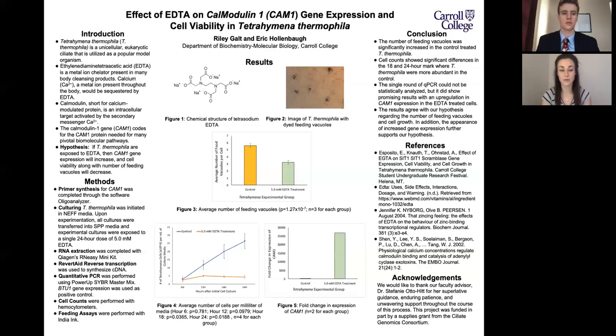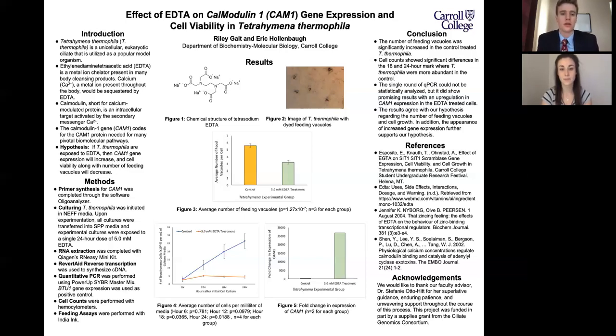Once the 24-hour exposure period was complete, we extracted the RNA using Qiagen's RNeasy Mini Kit. After that, we used reverse transcription, and this was utilized to take that mRNA that was extracted and turn it into cDNA. Once that was completed, we then did a quantitative PCR using PowerUp SYBR Green Master Mix. To have a baseline level of gene expression, we used a control gene called BTU1. And then finally, during the 24-hour exposure period, we did cell counts of our Tetrahymena every 6 hours using a hemocytometer. After the 24 hours was complete, we did a feeding assay that was performed with India ink.